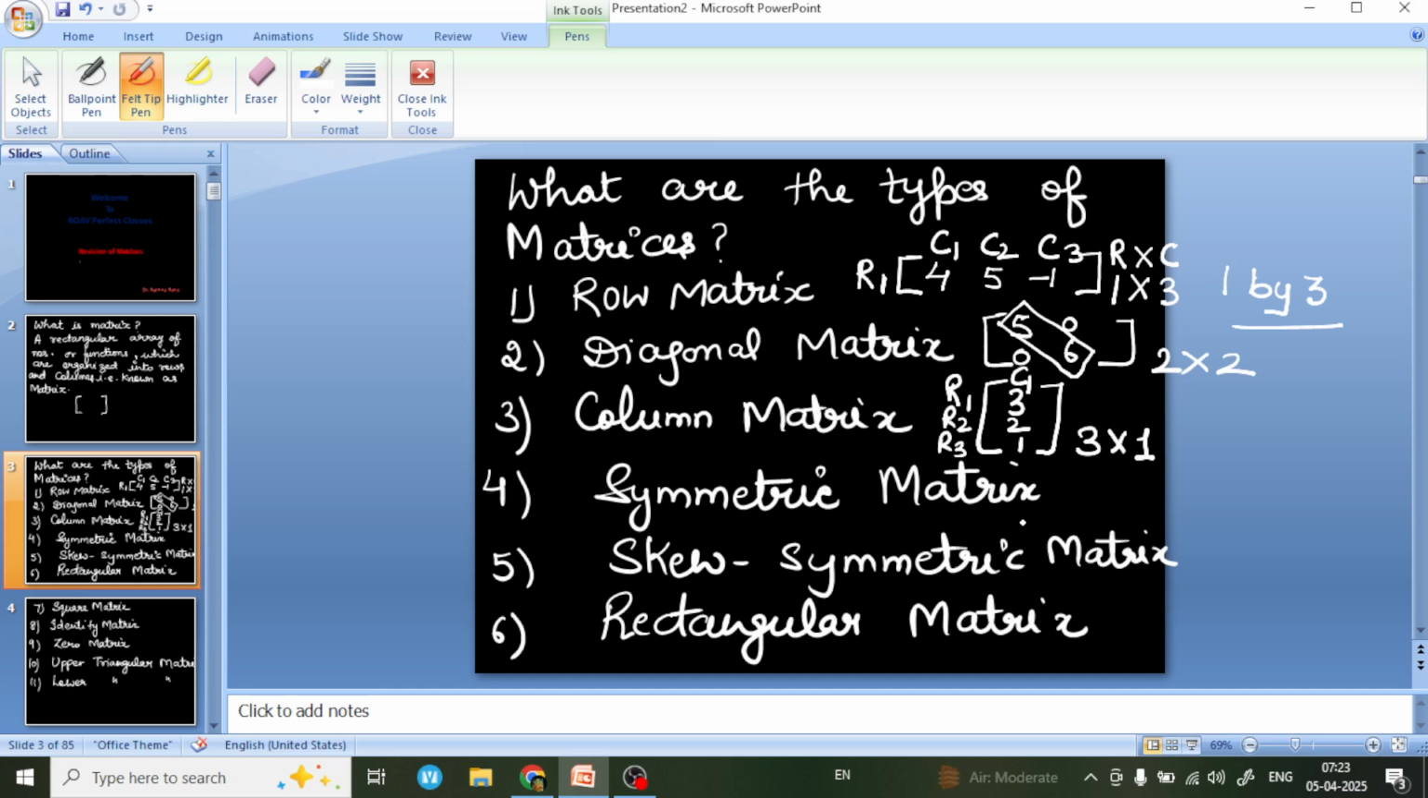Now next is rectangular matrix, in which rows and columns will not be equal, whether rows will be higher than columns, or columns will be higher than rows, like this 2 by 3 matrix. You can see here 2, 3, 4, 5, 6, 7, row 1, row 2, column 1, column 2, column 3. This is a rectangular matrix. Skew and symmetric matrix I will tell you later.